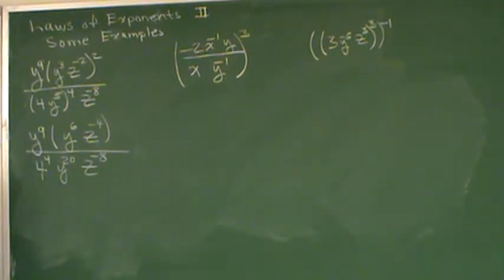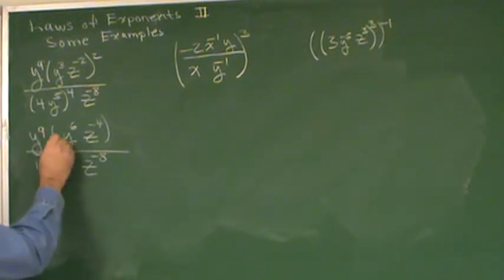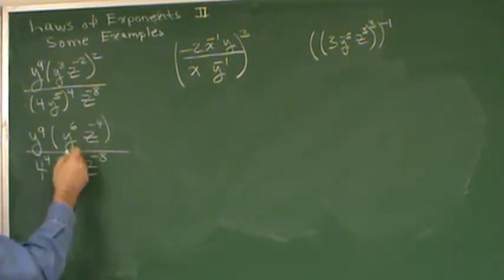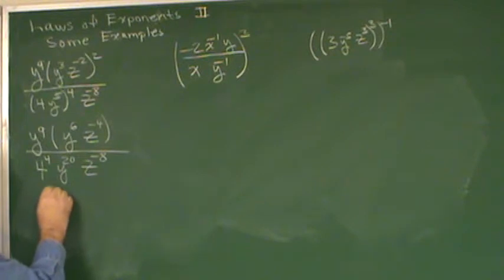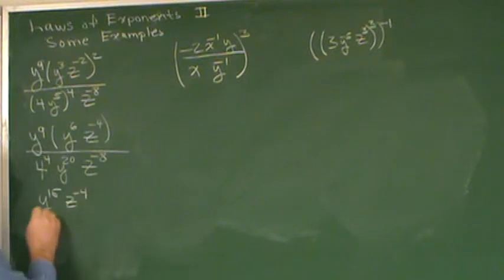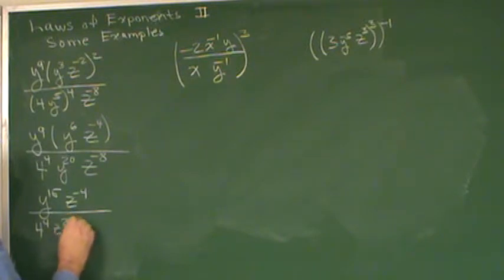How you proceed from here is pretty much up to you. There's about as many ways of doing this as there are skinning a cat. I like to make things as simple as I can before I start moving junk around. So, what I see first off is y to the ninth times y to the sixth. Well, with exponents like this, we add them. 9 plus 6 is 15. So I have y to the 15th. And that's really all I'm going to do in this step. I have z to the negative 4, still have 4 to the fourth power, and then this is y to the 20th, and then z to the negative 8.